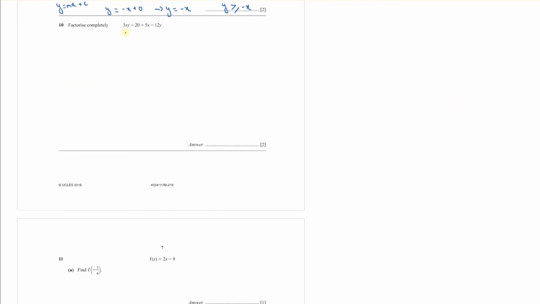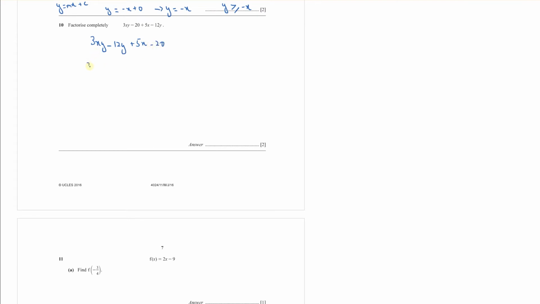So the next question is, we have to factorize this expression 3xy minus 20 plus 5x minus 12y. So we can rearrange these values so that the two values that are side by side have something in common. Right now, there's nothing common between 3xy and 20. So I can see that if I bring this 12y closer to this 3xy, I have y common as well as 3 common between 3 and 12. So let me rearrange 3xy minus 12y and then plus 5x and then minus 20.